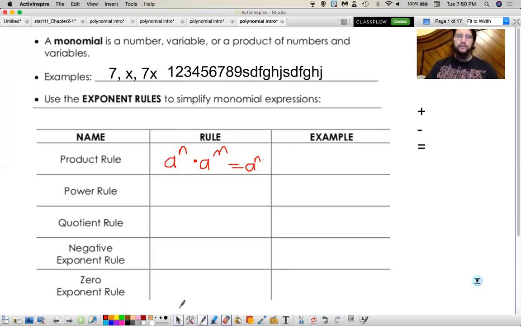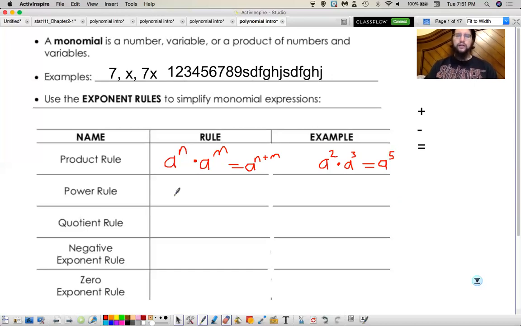That's a to the n plus m. We add their exponents. For example, if we have a squared times a cubed, that's going to be 2 plus 3, so that's a to the 5th. The base does not change.